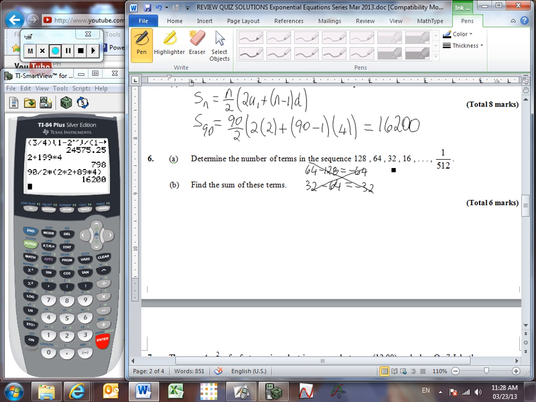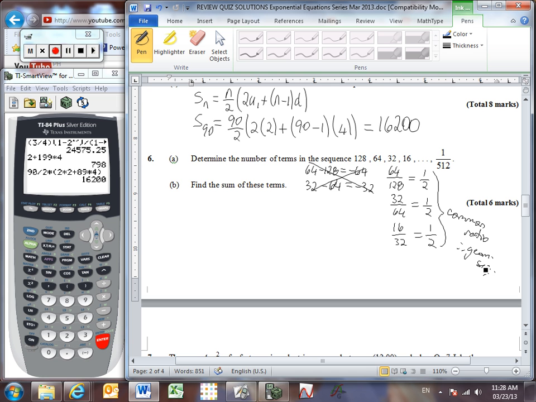Let's see if it's geometric. 64 over 128, that equals 1/2. 32 over 64, that equals 1/2. 16 over 32, that equals 1/2. We can see that what we have here is a common ratio, and therefore it's a geometric sequence.